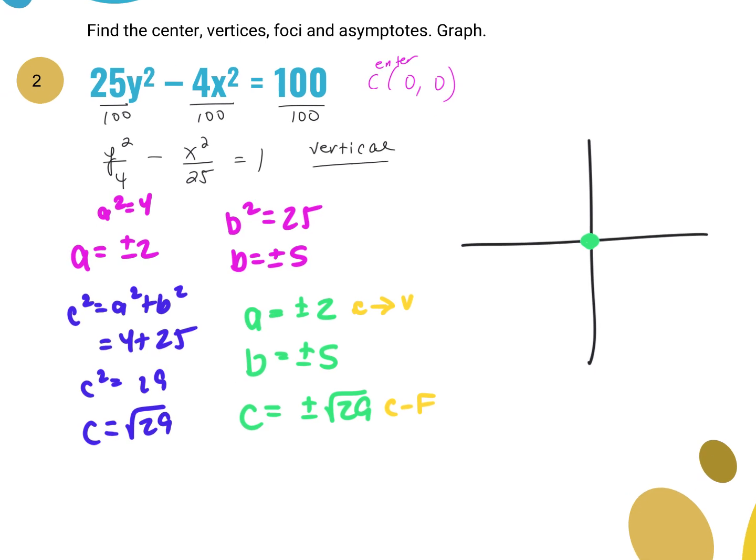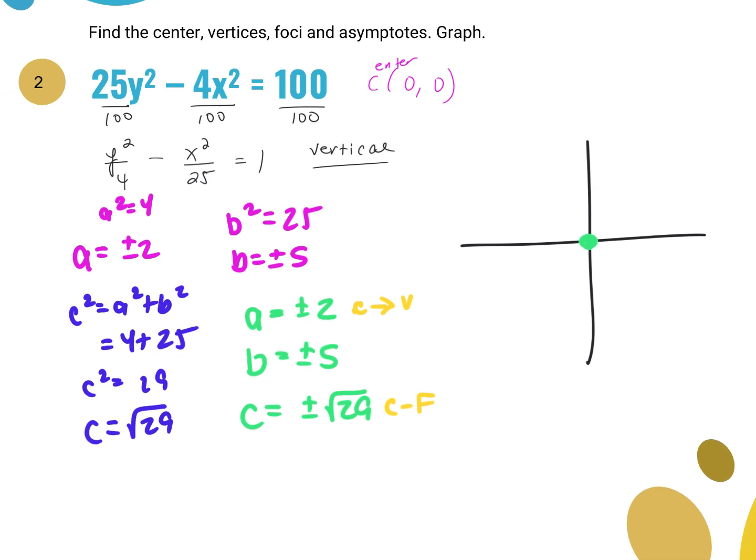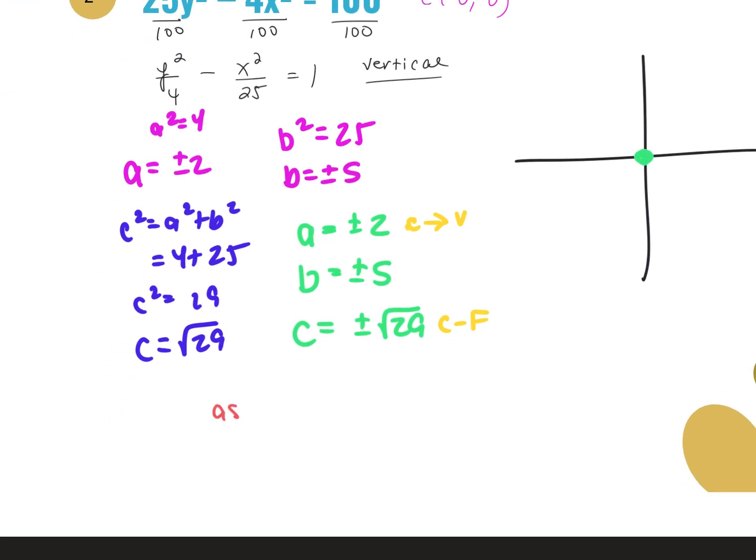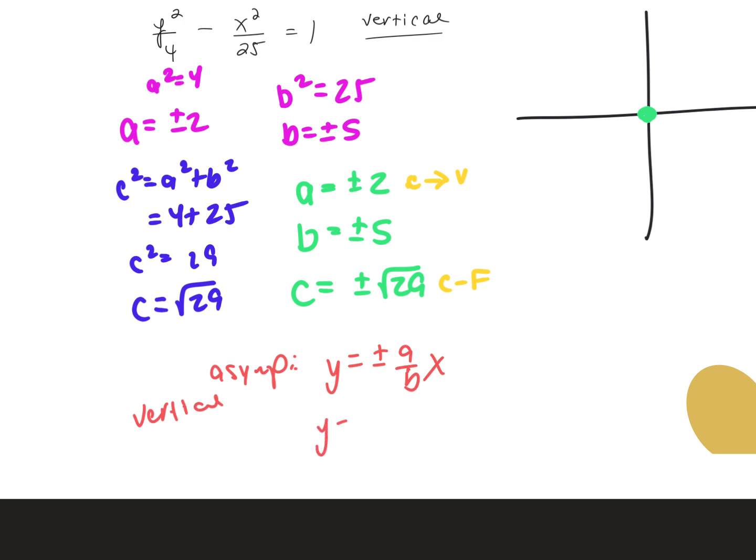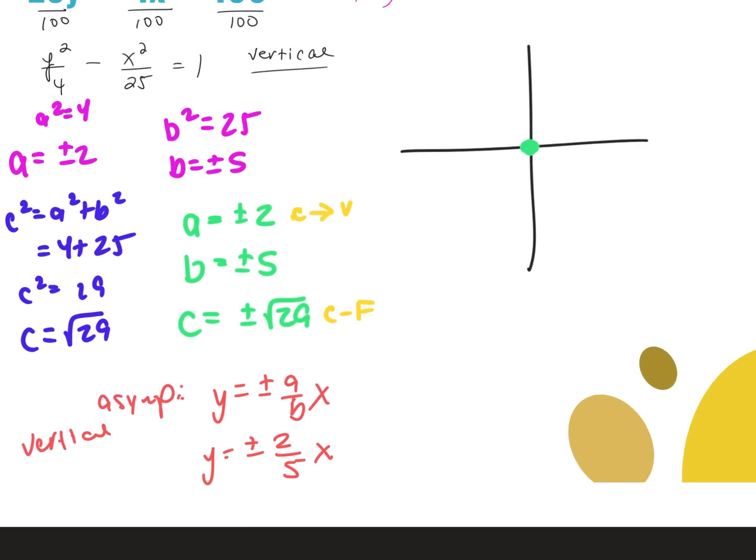Perfect. How do I figure out my asymptotes? Y equals plus minus a over b x, right? Why is this one a over b? Because it's vertical. So I have y equals plus minus, what is my a value? 2 over what is my b value? 5. Do I know how to plot that line? Or those lines, I should say.